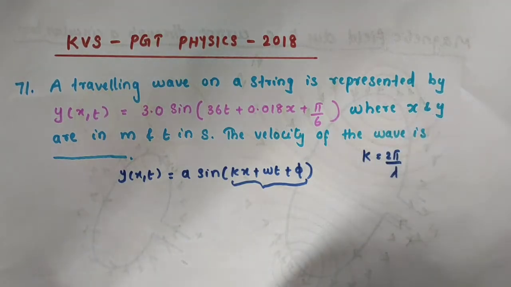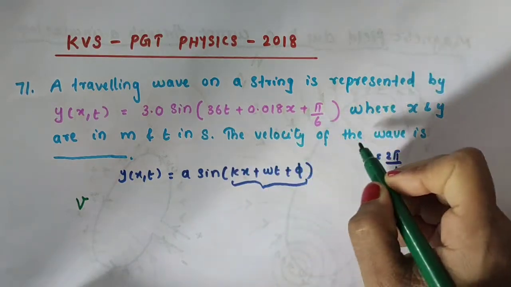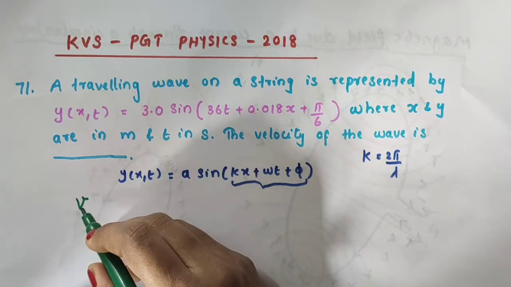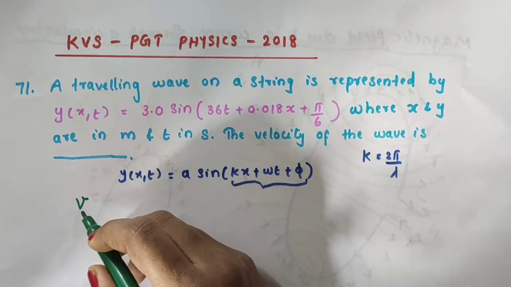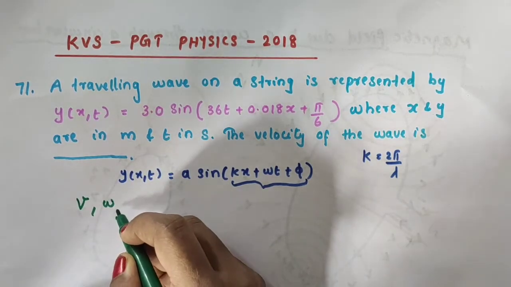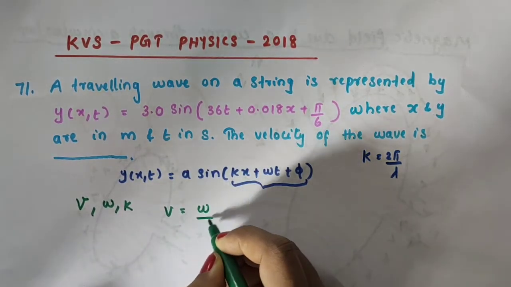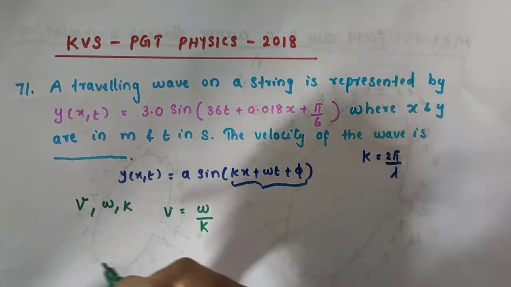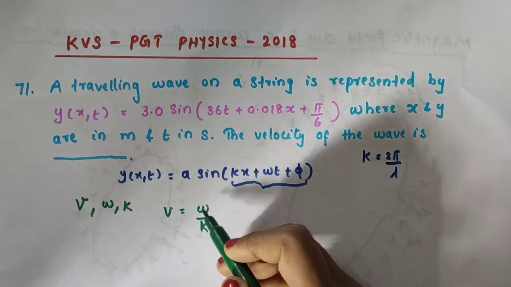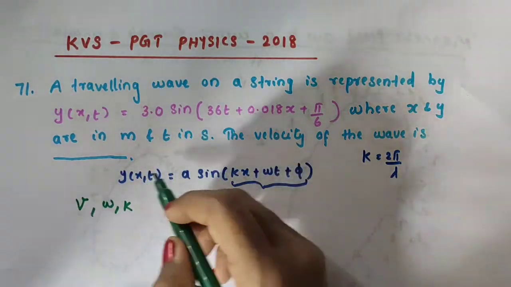Now let v be the velocity of the wave which we want to find out. The velocity of the wave is dash, so we want to find out the velocity of the wave. So let the letter v represent the velocity of the wave. The relation between v, omega and k is v = ω/k. Now compare the equation given in the question with this basic equation.